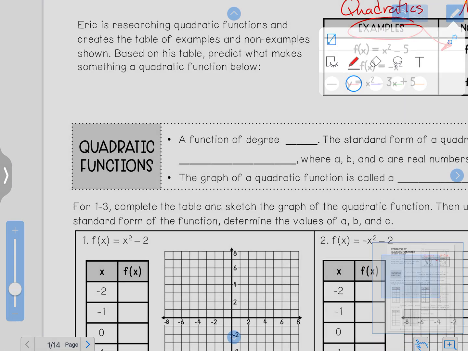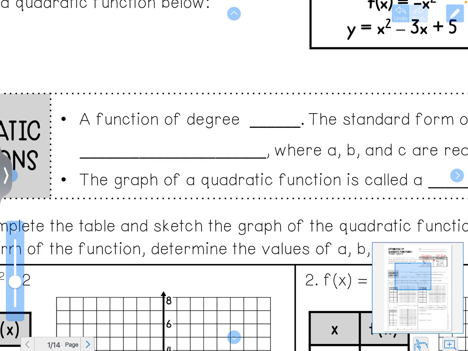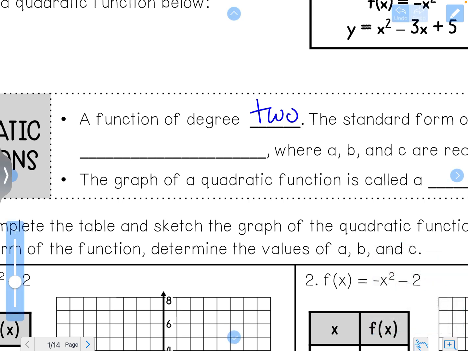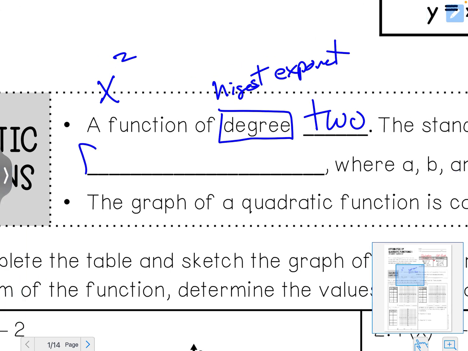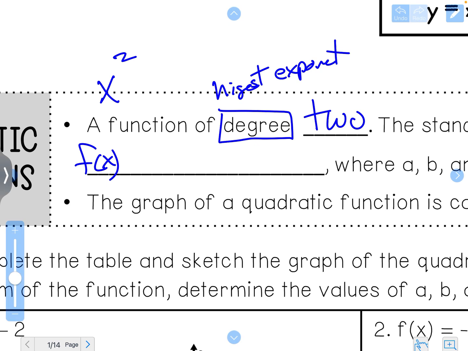All right, so what you should have figured out about quadratic functions is that they have a degree of 2. And remember, degree means the highest exponent. So for it to be a quadratic function, it has to have an x squared, and the x squared has to be the biggest exponent. So our standard form of quadratics, we use f of x, but remember f of x is the same thing as y: ax squared plus bx plus c.